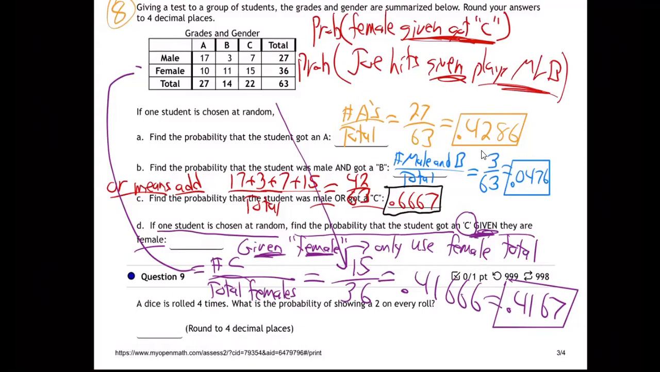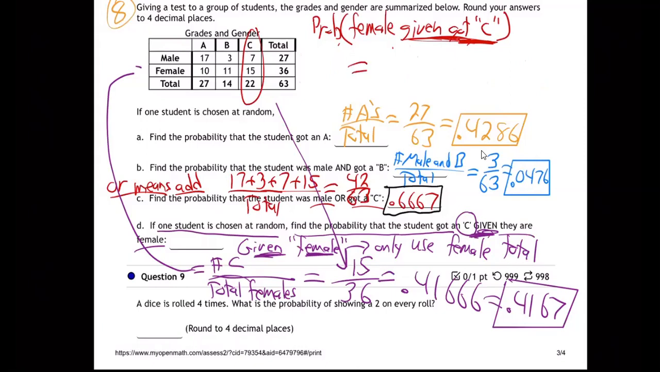So if they say you're given that they got a C, then you're talking about these people. You know they got a C. That part's for sure. What you're not sure about is whether they're a female or not. So what's the chance they're a female? Well, it would be 7. Oh, no, I'm sorry, that's the male sign. It would be 15 out of 22, and then just divide it on your calculator.